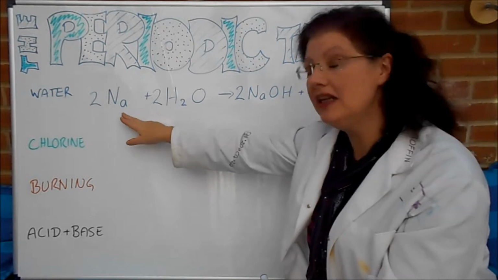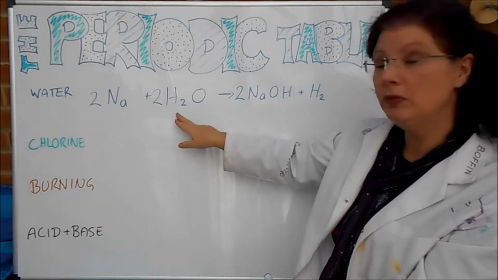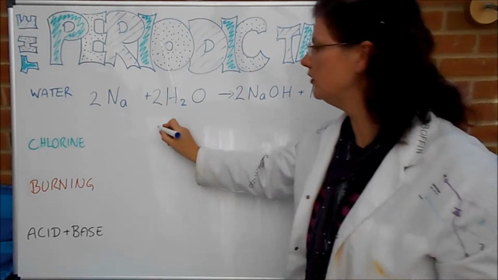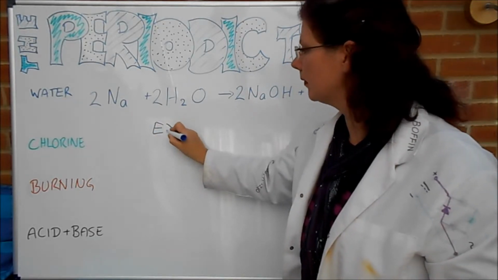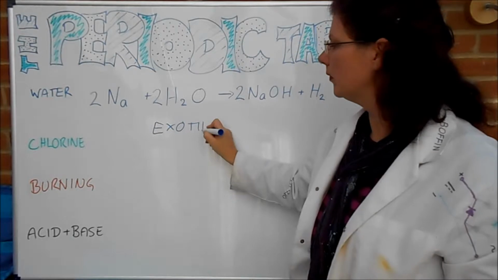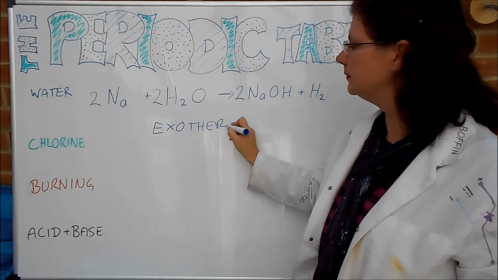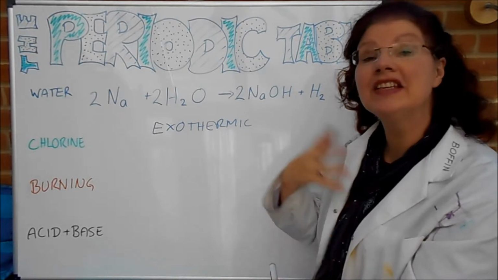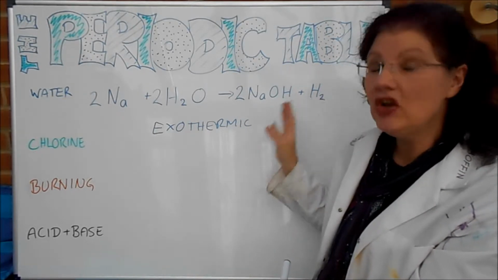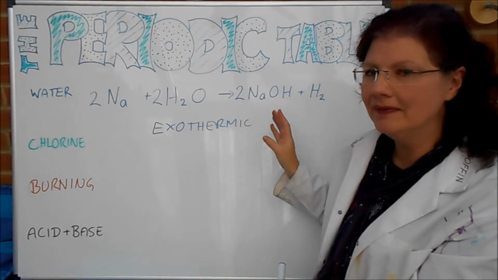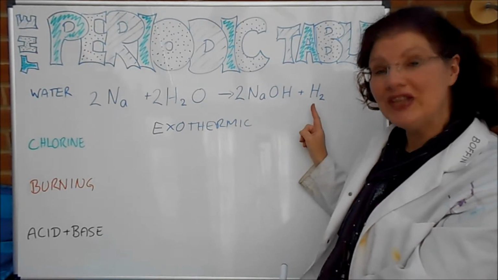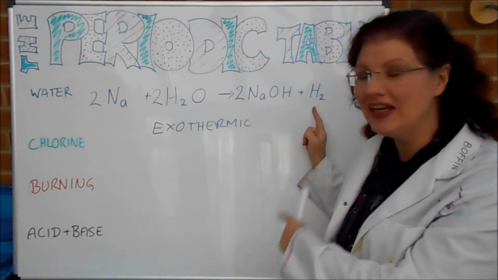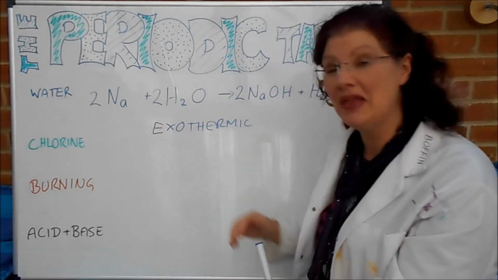So, any of the alkali metals react with water vigorously. This is an exothermic reaction. Here's a good word for you. Exothermic. It means gives off heat. And in fact, these are so exothermic that it will set light to the hydrogen it's giving off. It's so hot it sets light to the gas. And it will melt the metal.